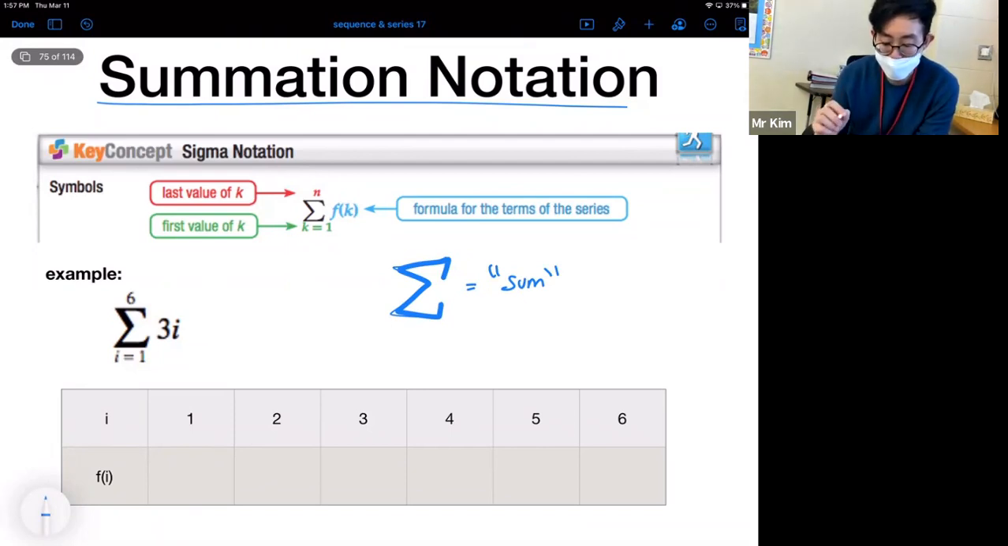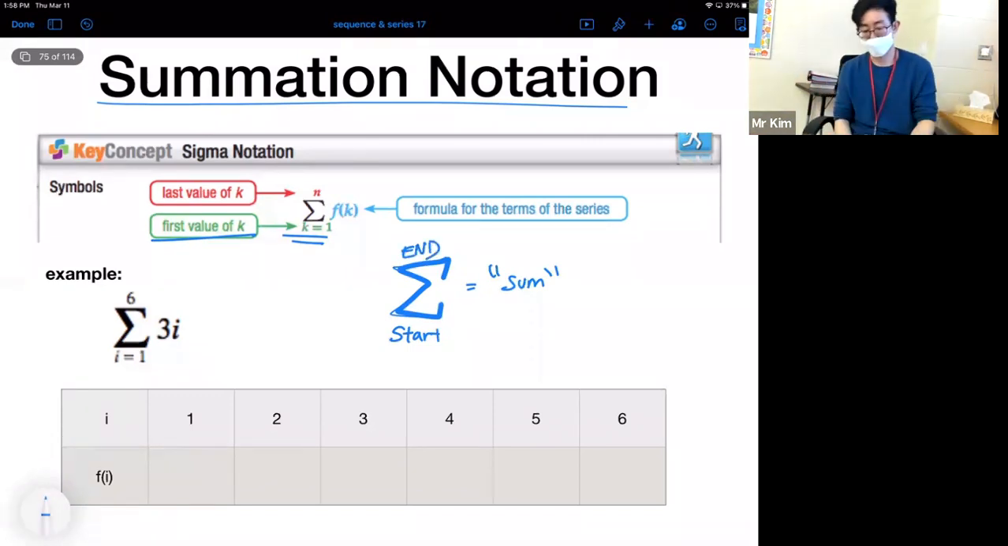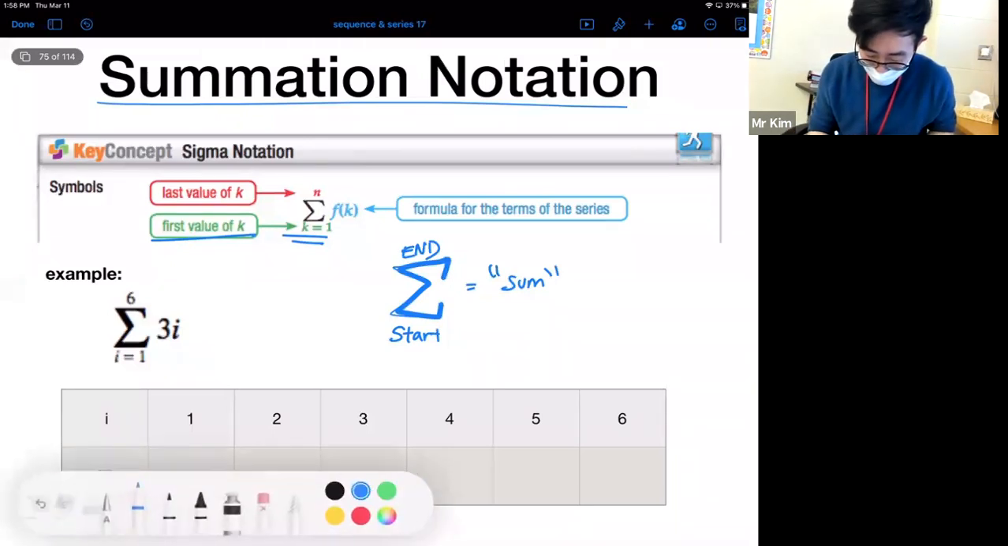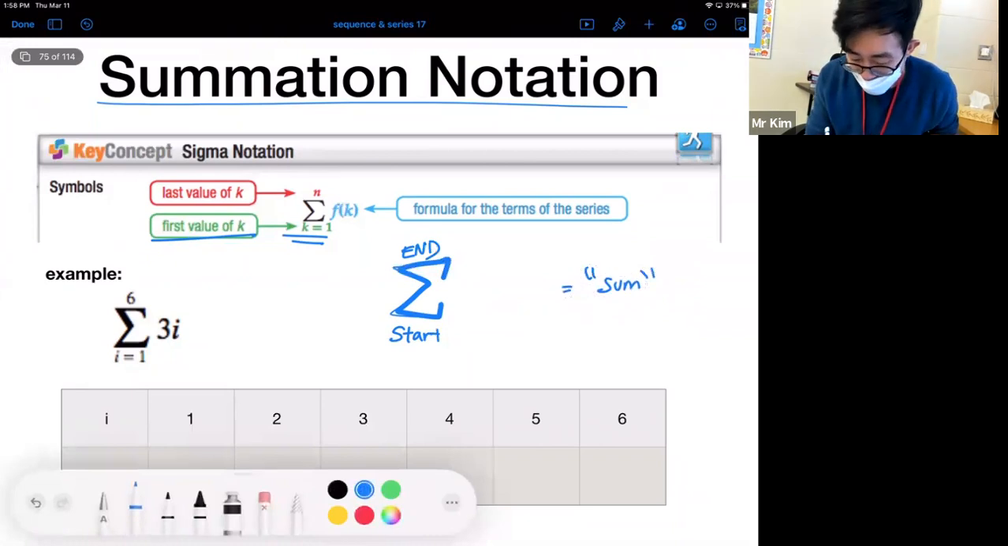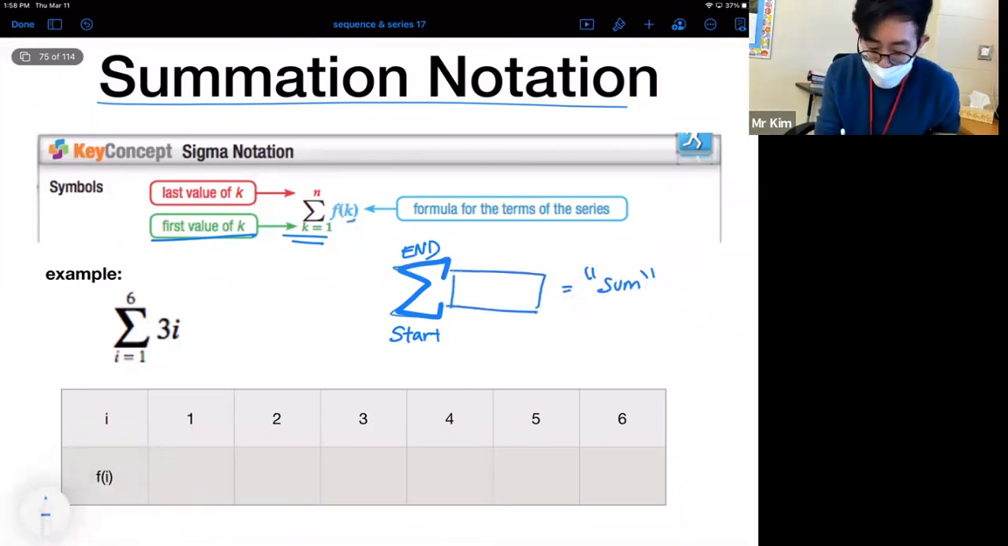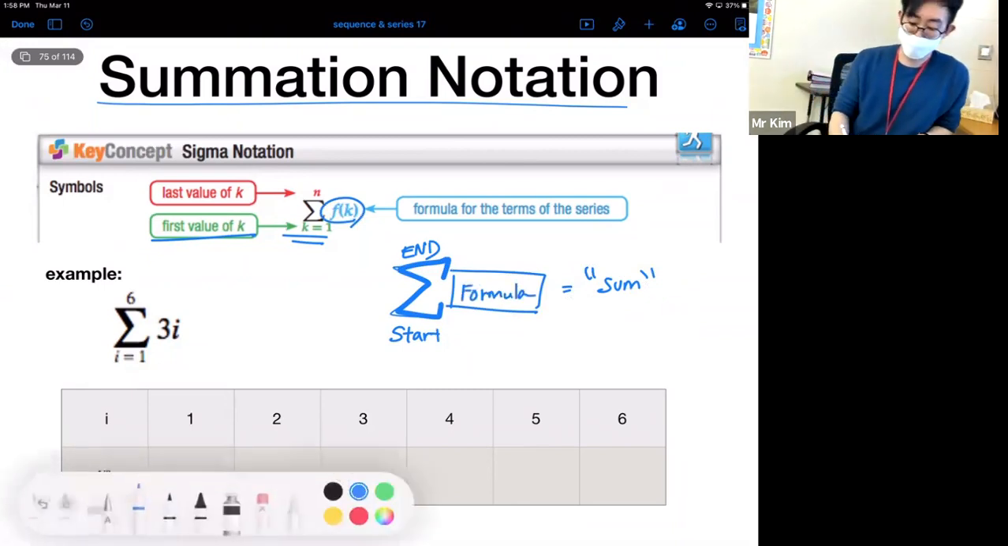The way that I always remember it is the bottom number always tells you where to start. In the textbook definition, they tell you that that's the first value of whatever. And the top number tells you where to finish, to end. And whatever goes in right there, because usually they will write down something for you, I just like to think of this as the formula that they want us to use.